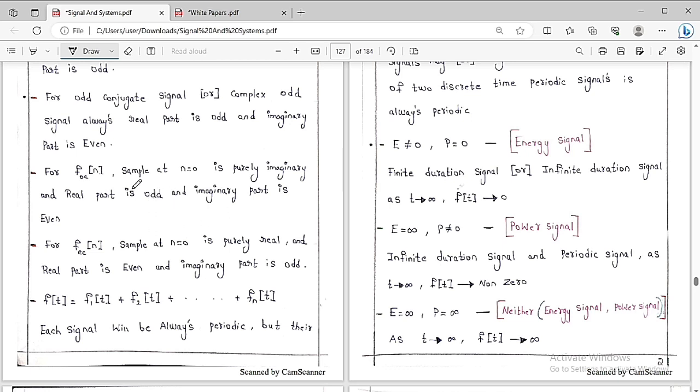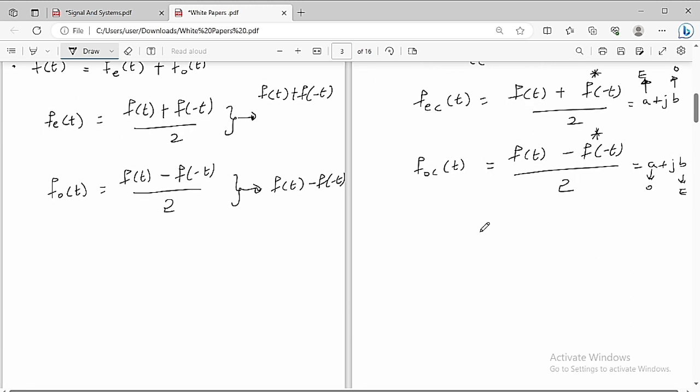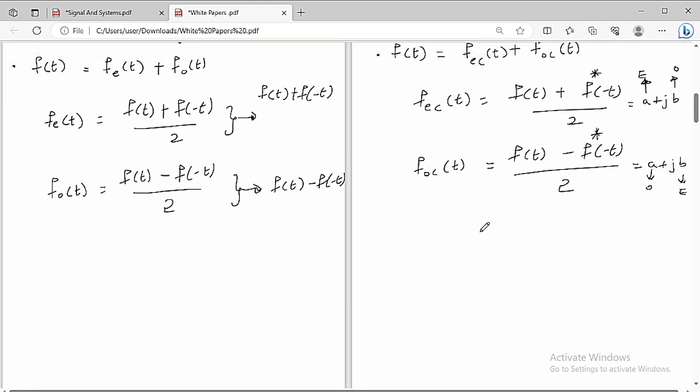So listen carefully, what is the meaning of this? For the odd conjugate signal, the sample at n equal to 0 is purely imaginary, and the real part is odd and the imaginary part is even. What is the meaning of this? Let me explain. See, FOC of n is nothing but, in the discrete domain, f of n minus f conjugate of minus n, divided by 2.